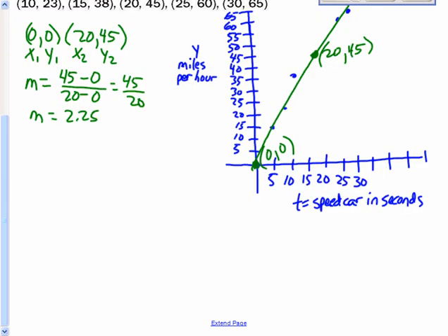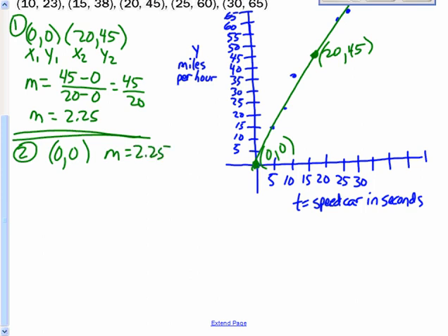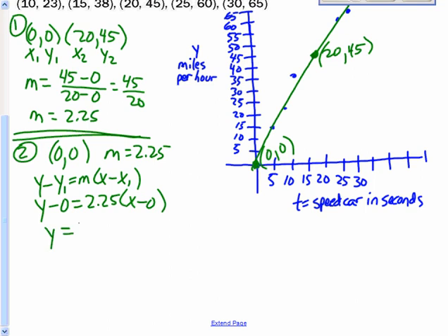So we are now going to use the point-slope formula. So choose the 2 points, find the slope. Number 2, now we have a slope and a point, so y minus y1 equals m times x minus x1. I'm going to use 0, 0 and our slope of 2.25. So y minus 0 equals 2.25 times x minus 0. Let's distribute that through, but that makes no difference. y equals 2.25x. That is the line of best fit.